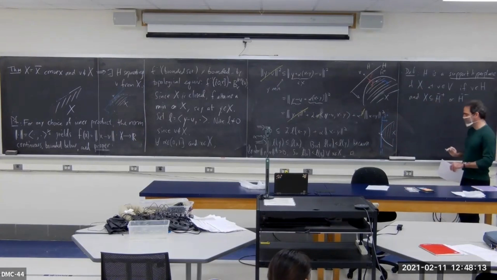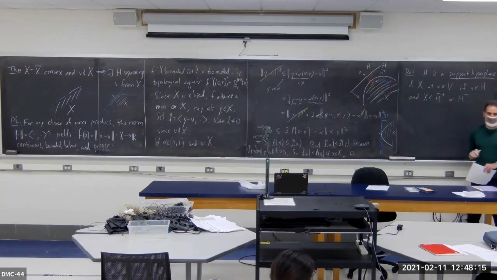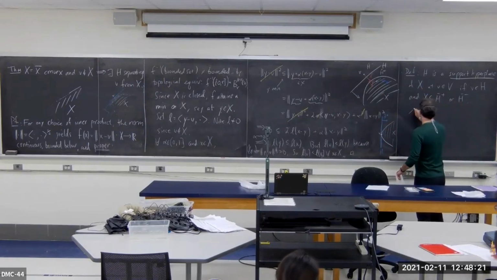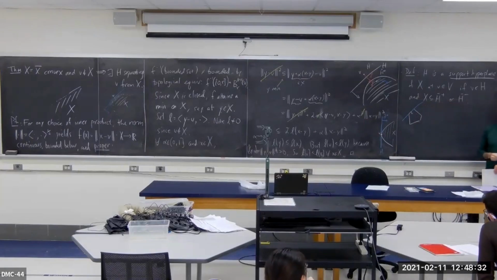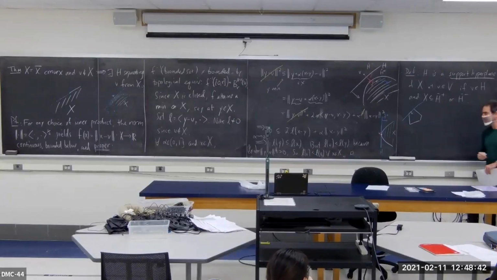Can there be any other points on H that are in X? Sure. If we exclude V from X and we include another point of H to X, this is also a support hyperplane at V. It's not separating, but it is support. Fair enough? Good.